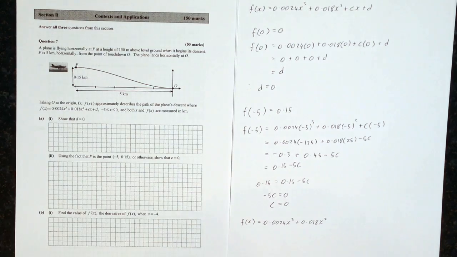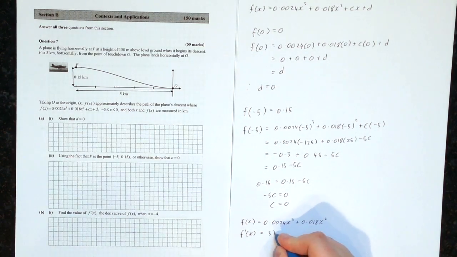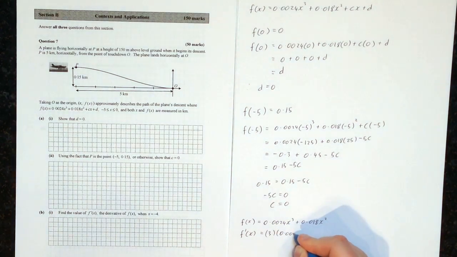We now want to find the derivative of this, so we want to get f dash of x, and to do that, for each amount of x, we're going to multiply by the power and then reduce the power by 1. So the first thing we're going to do is, for x cubed, we multiply by the power, so that's 3 multiplied by the number in front of the x, which is 0.0024, and then we want to reduce the power of x by 1, so it goes from 3 down to 2.